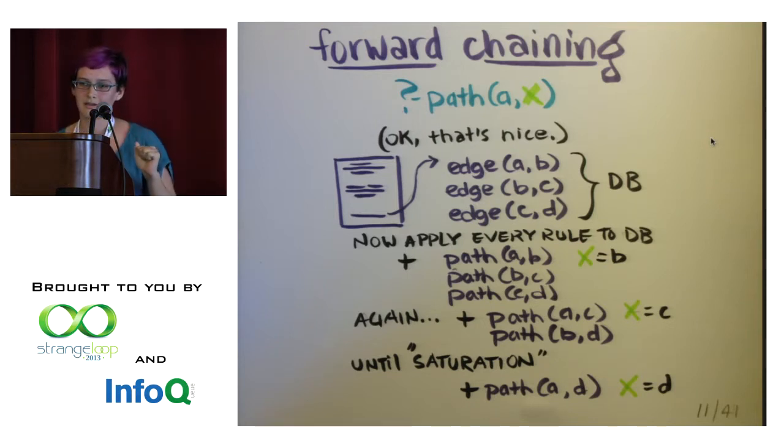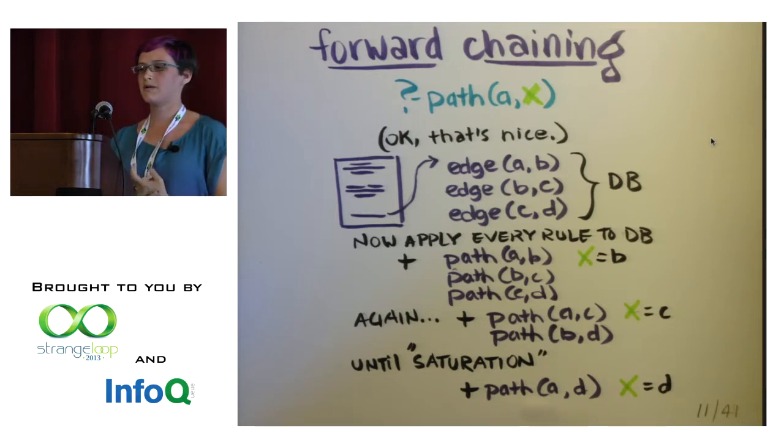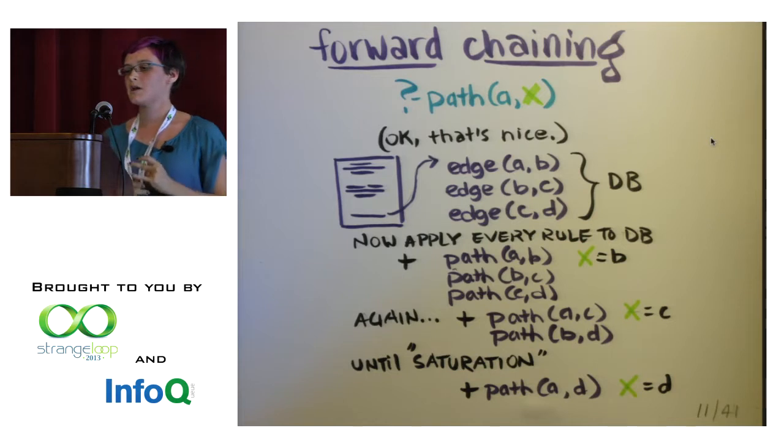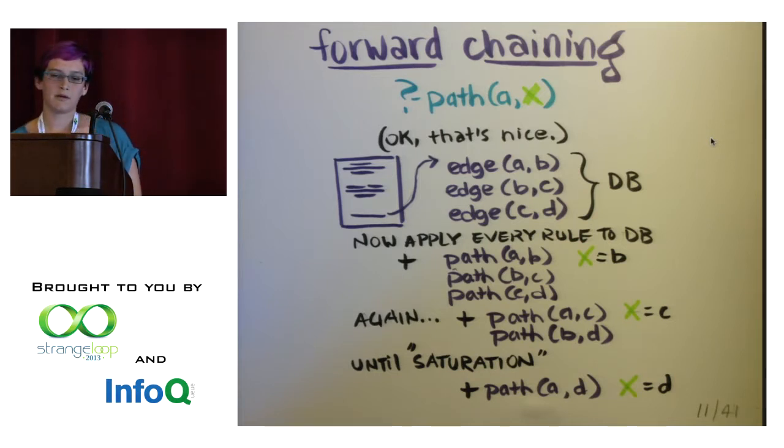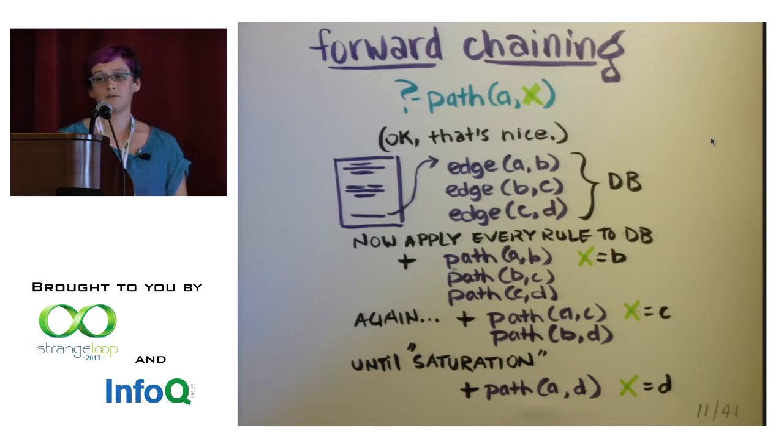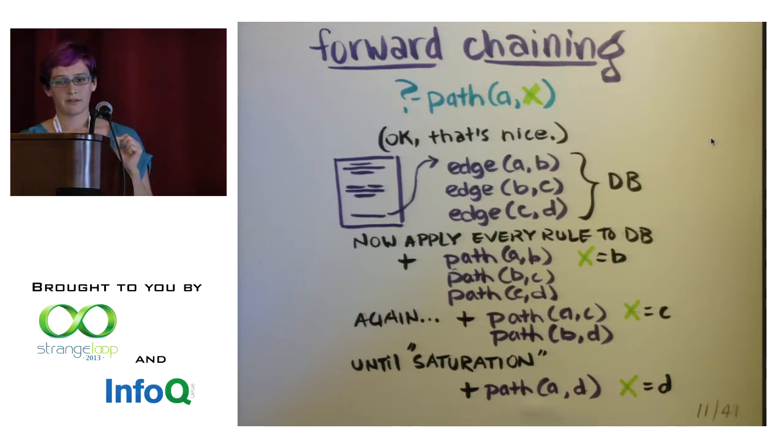So if we run a query on our graph connectivity program, searching for the query path A, x, where x again is this existentially quantified variable, this is supposed to return to us all of the things that are reachable from A.